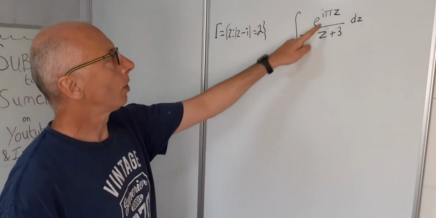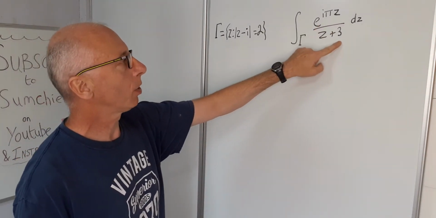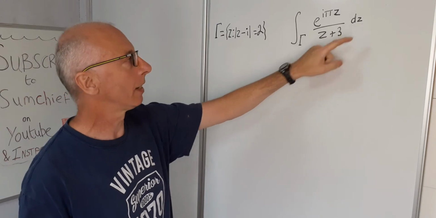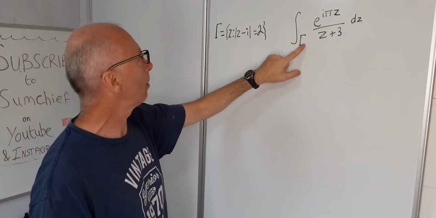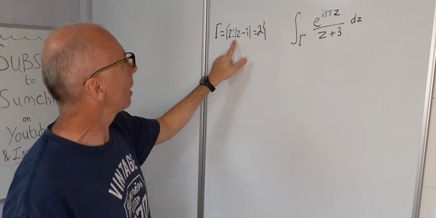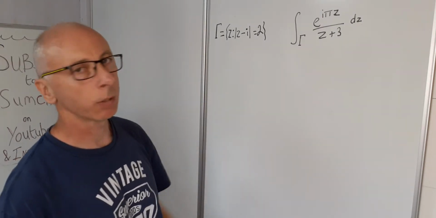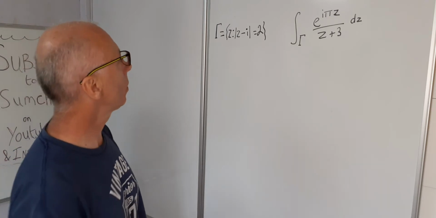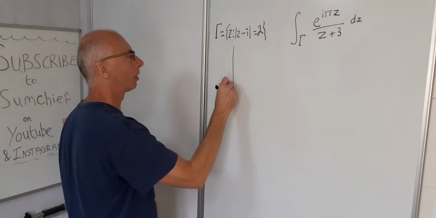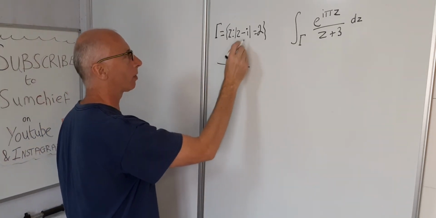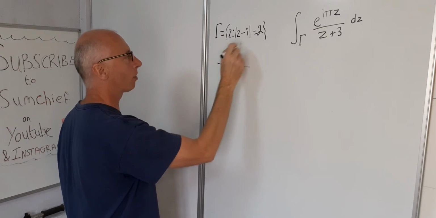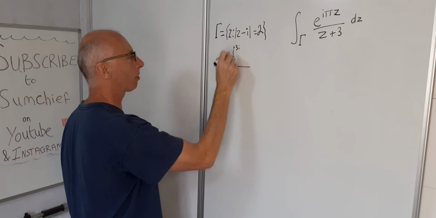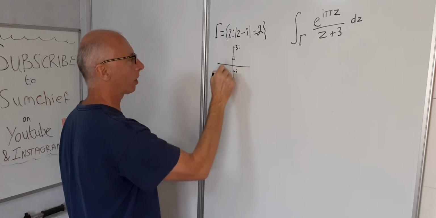We're going to take the integral of e to the i pi z over z plus 3 with respect to z over the simple closed contour gamma. So gamma is the set of points where |z - i| = 2. First of all, let's just draw that up. |z - i| = 2 is a circle centered at i with radius 2, so it goes through the points 3i and -i.